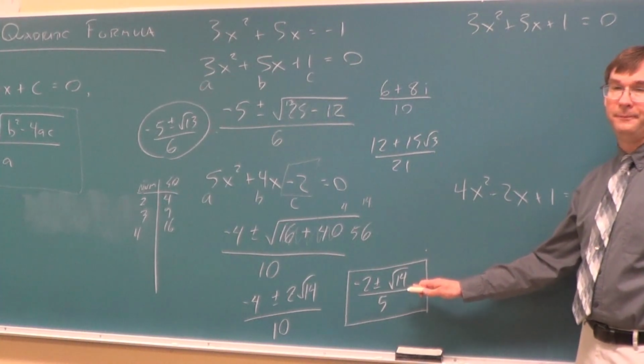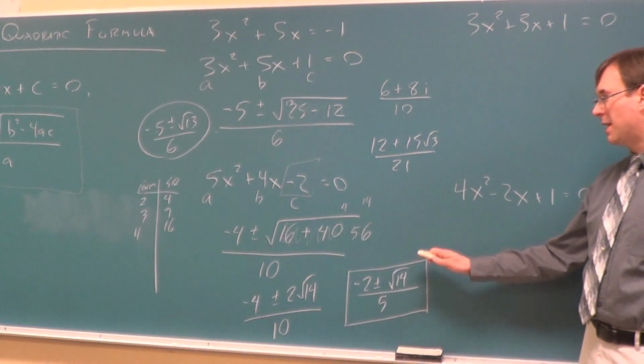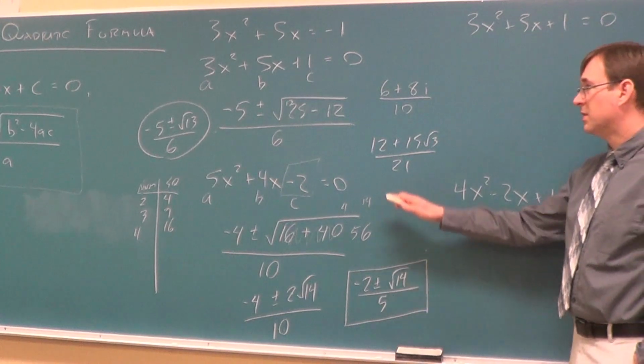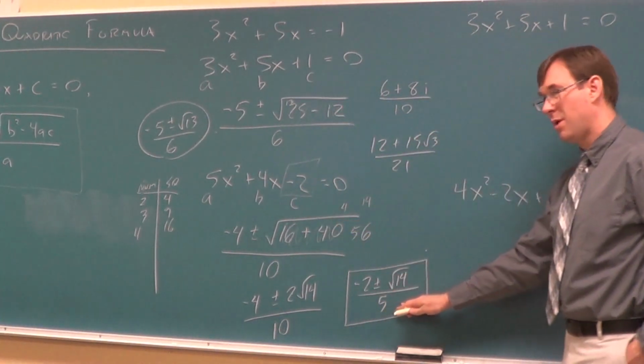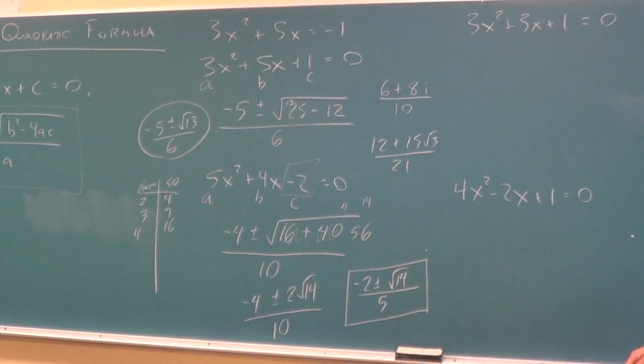Question about that one? That was as much jumping through hoops as you could have to do. Sometimes the root doesn't even simplify. Sometimes it does, sometimes you get that bonus step, but that's about as big as these can get there.